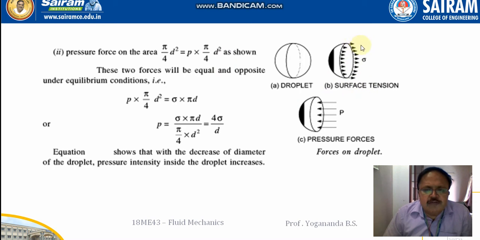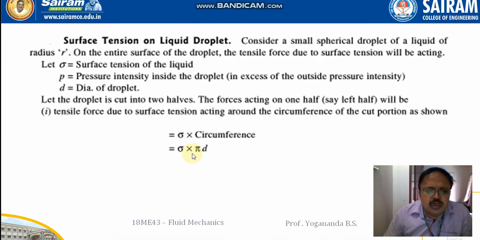Similarly, the surface tensile force is the surface tension, sigma, acting on the circumference. Surface tension is equal to force by length, so force is equal to surface tension into length. Surface tension is sigma and the length is the circumference, that is pi into d. So the force is sigma into pi d.